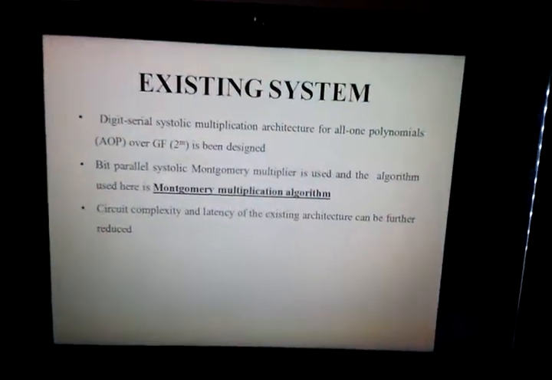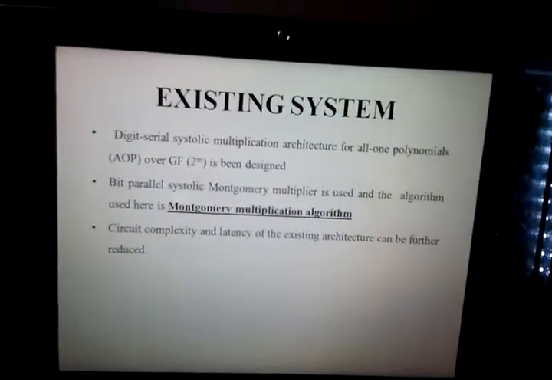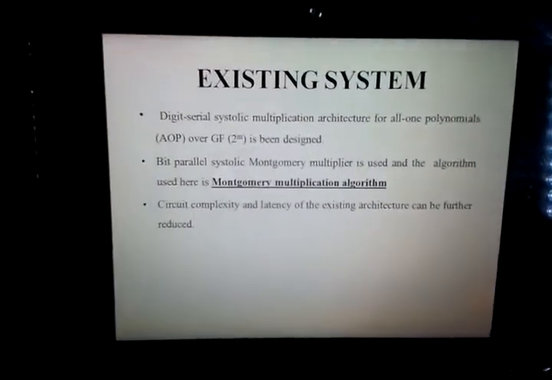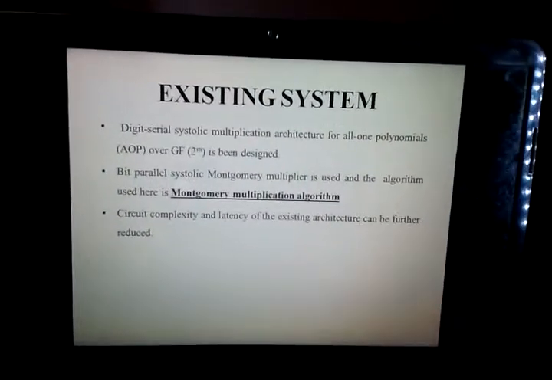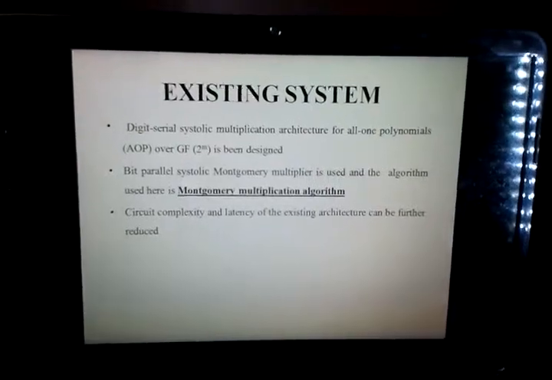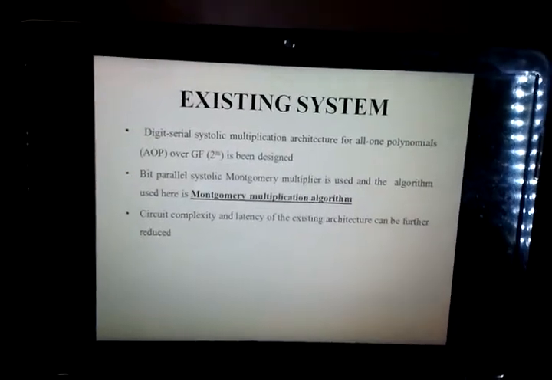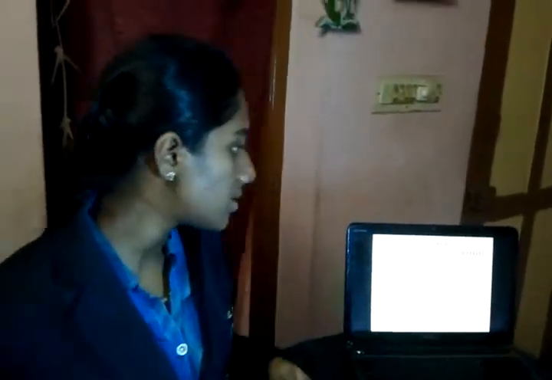The existing system. In my existing system, there are already two sections of multipliers. One is the digit serial systolic multiplier, and the other is the bit parallel systolic Montgomery multiplier. In both cases, the algorithm used is the Montgomery multiplication algorithm, and this is the Montgomery multiplication algorithm I am using.